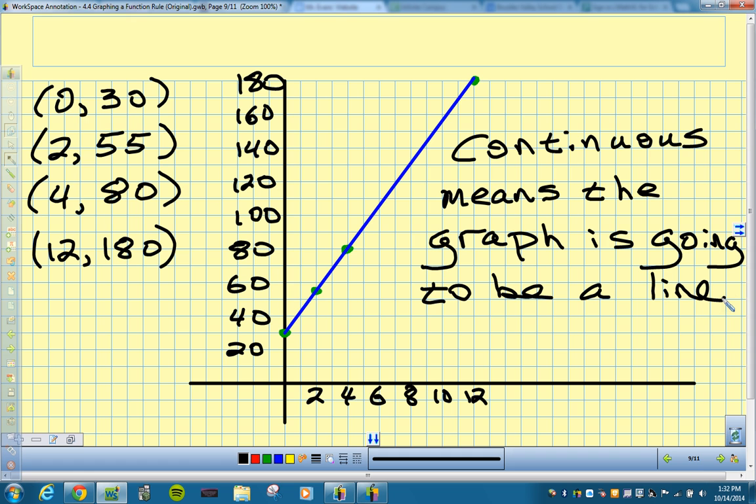Right? And the reason it's going to be a line is we can graph little feet. We can rent a truck for parts of an hour. The next example we're going to do is what's called discrete. And you'll see why that is.